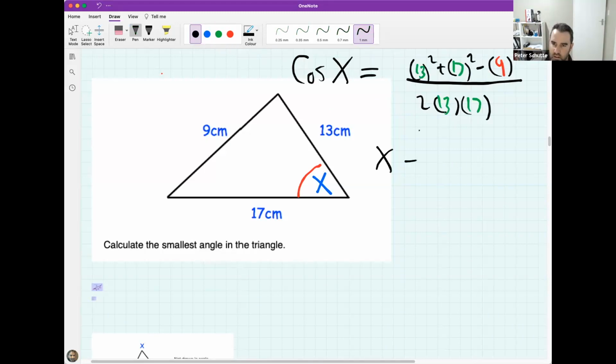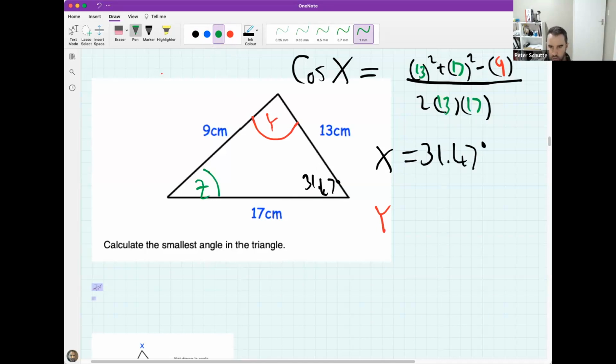And I can see quite clearly in the chat that I get 31.47 degrees. Now, I'm going to ask you to find the biggest angle in the triangle, which is angle Y. And after you've found angle Y, I want you to find angle Z, but I don't want you to use the cos rule. I want you to use anything else you can to find the quickest way to find Z, but don't use the cos rule.